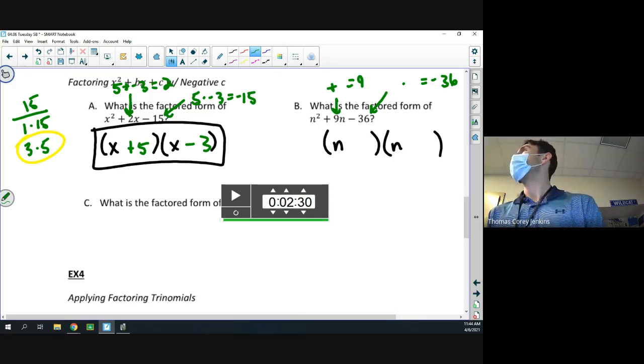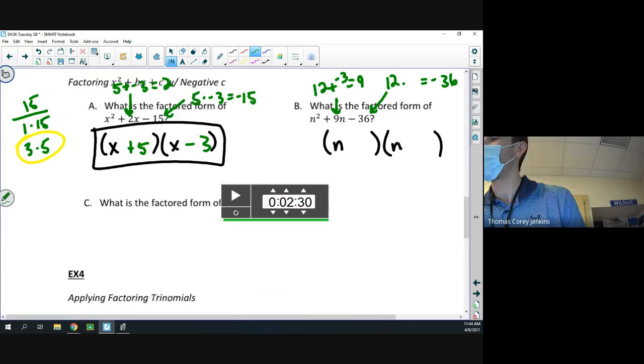Good, good. All right, Hoover, I haven't heard from you today. I'm going to give you a shot at this one. 12 and -3. That's right. Very good. 12 and -3. 12 plus -3 is 9. 12 times -3 is -36. So n plus 12 is one factor. The other factor is n minus 3.